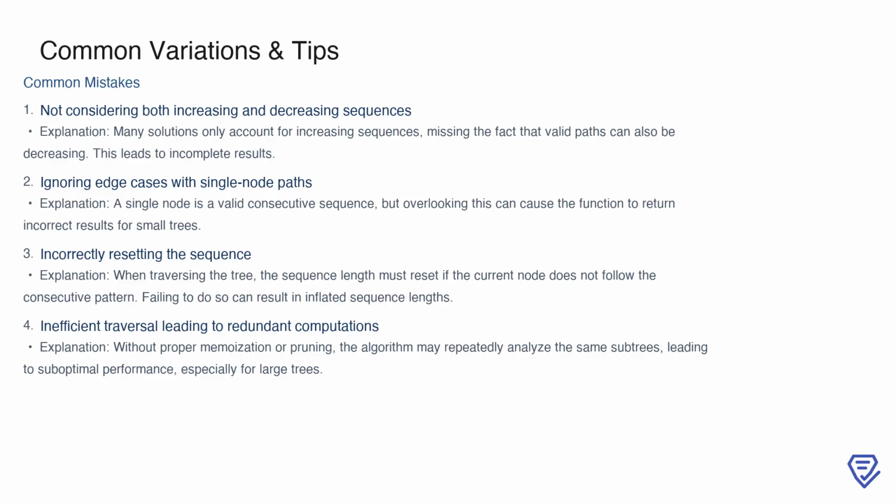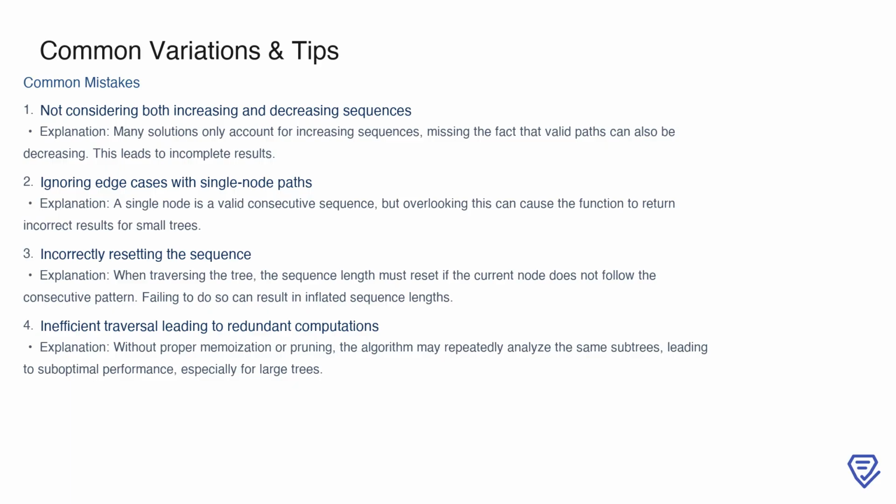When solving this problem, there are a few common mistakes to watch out for. First, many solutions overlook the fact that valid paths can be both increasing and decreasing. Focusing only on increasing sequences results in incomplete answers, as you miss out on paths with decreasing order. Another frequent issue is ignoring edge cases involving single-node paths. Remember, a single node by itself is a valid consecutive sequence, and failing to account for this can lead to incorrect results in smaller trees.